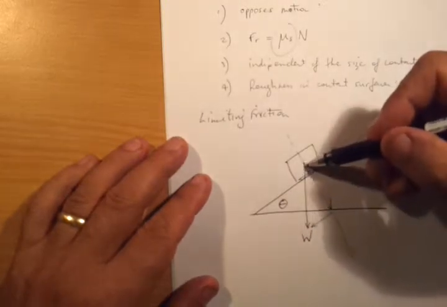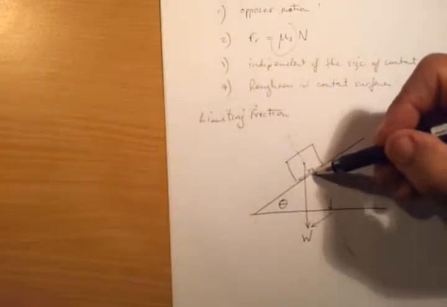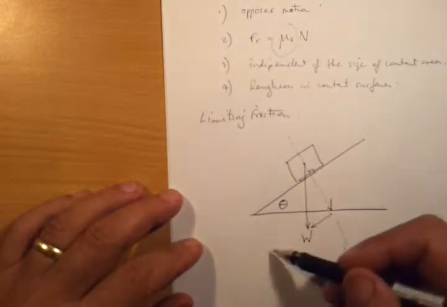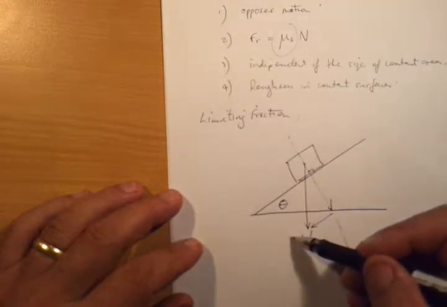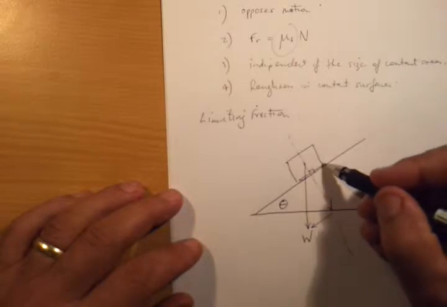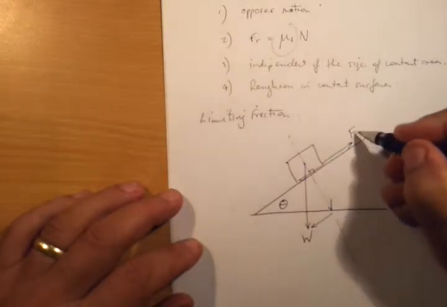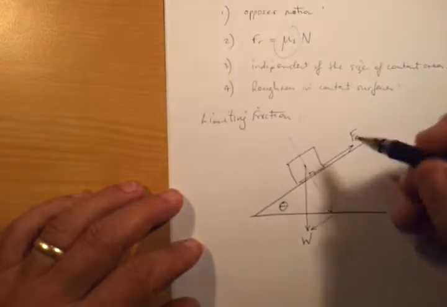One of them can be said to act at right angles to the angle surface. The other one will act along the line of the angle surface. Now, of course, friction always resists motion. We can expect a frictional force to be resisting this motion. So there it will be. Call it Fr, frictional force.